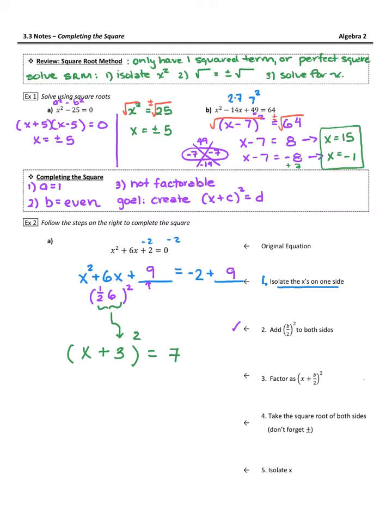Now we do the square root method. So we take the square root of both sides. There's a plus or minus here. So we have x plus 3 equals plus or minus rad 7. And the last step is to isolate your x. So we subtract 3 from both sides. -3 plus or minus rad 7. And we've now solved the quadratic by completing the square.